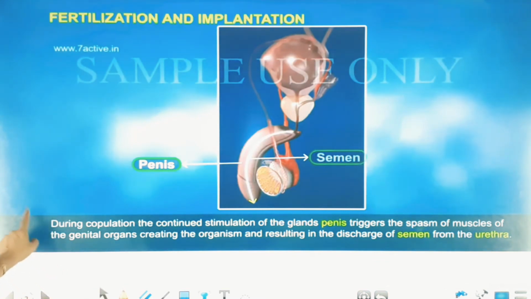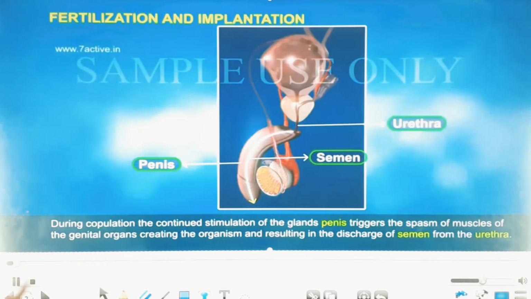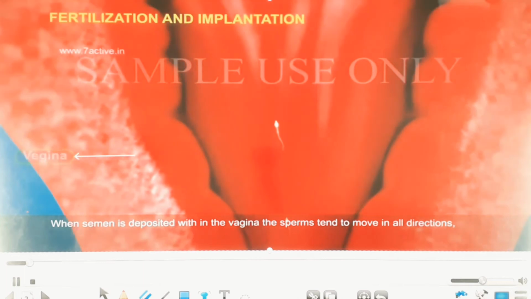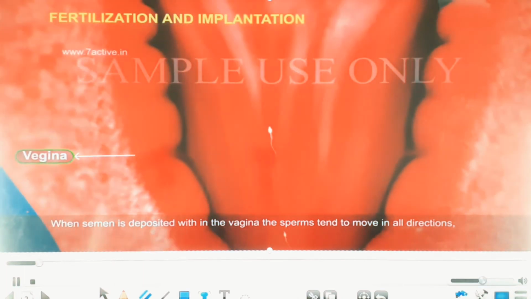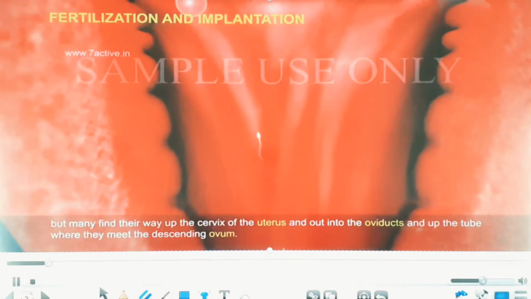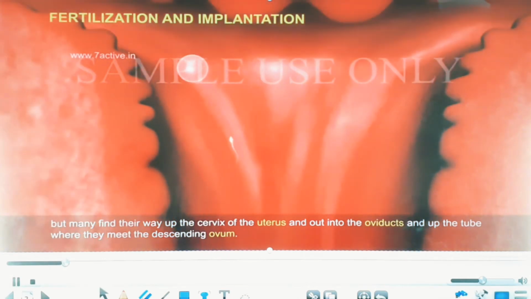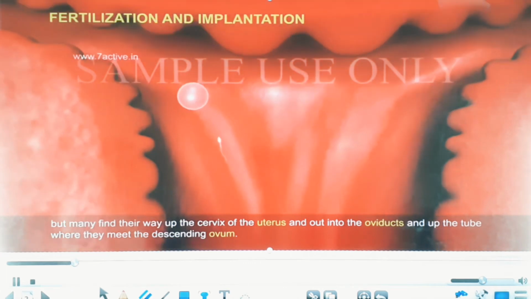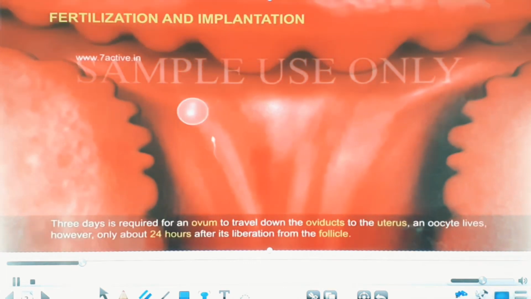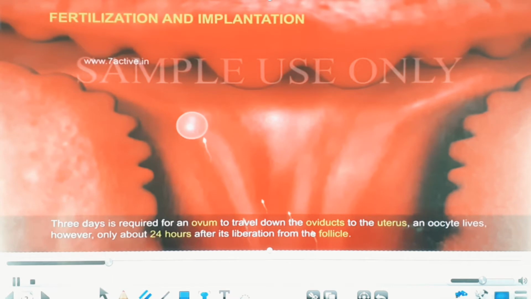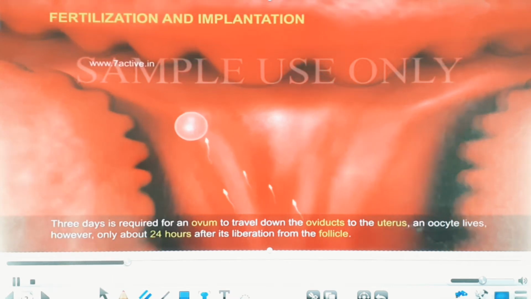Okay, you can see. When semen is deposited within the vagina, the sperms tend to move in all directions. But many find their way up the cervix of the uterus and out into the oviducts and up the tube where they meet the descending ovum. 3 days is required for an ovum to travel down the oviducts to the uterus. An oocyte lives, however, only about 24 hours after its liberation from the follicle.